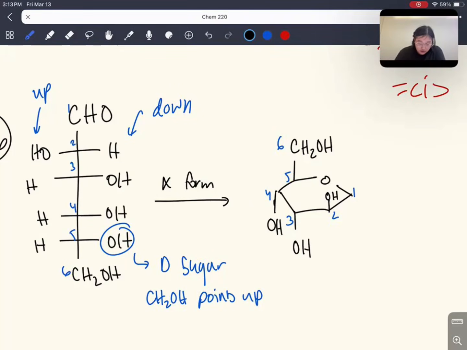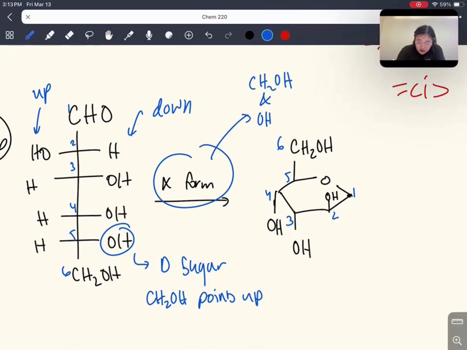And so now to figure out what's on carbon 1, which is our anomeric carbon, we have to look at what form, either alpha or beta, that this question is asking us for. And so it's asking us for an alpha form. So the alpha form means that our CH2OH and our OH group on the anomeric carbon are trans to each other. So since our CH2OH group is pointing up, that means our OH group on the anomeric carbon has to point down in order to be trans. And so that means our OH group on carbon 1 would point down.